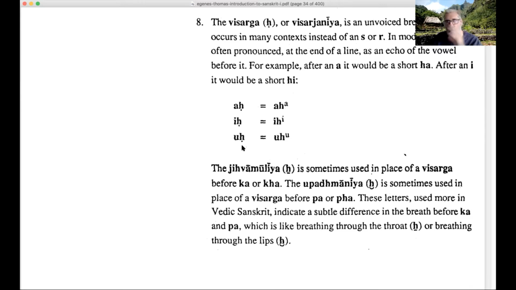So once again, all the vowels with visarga. Aha, aha. Ihi, ihi. Uhu, uhu. Ehe, oho, aihi, auhu. Okay, that's how we pronounce visarga.